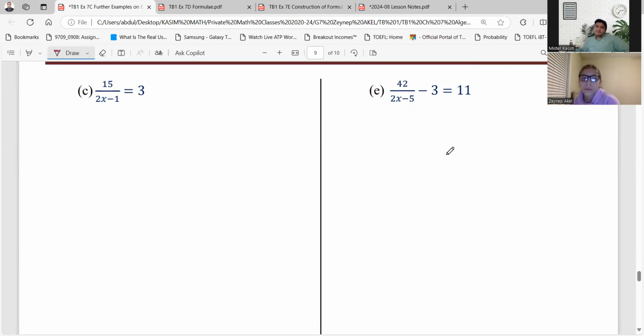Okay, come on, let's do it. The first that we are going to write here is, Zeynep, what? Tell me. 3 times, and here we have 2x minus 1 is equal to 15, right?